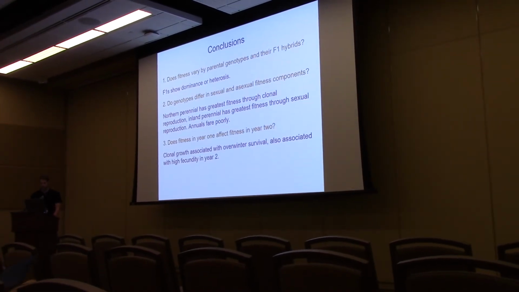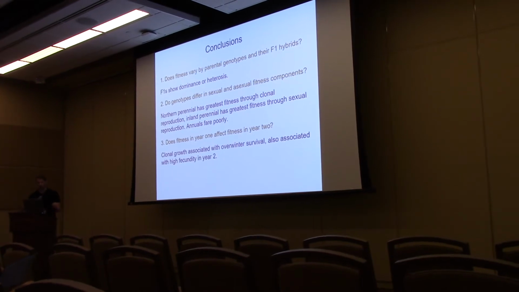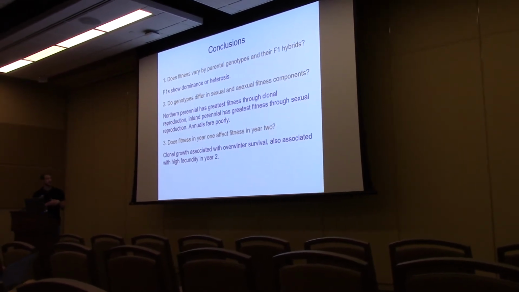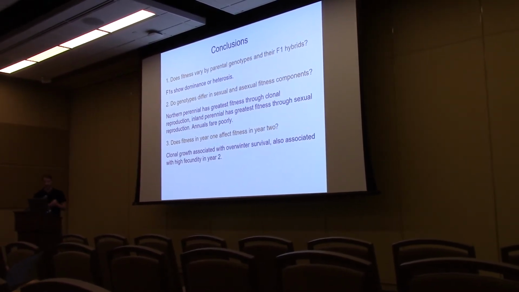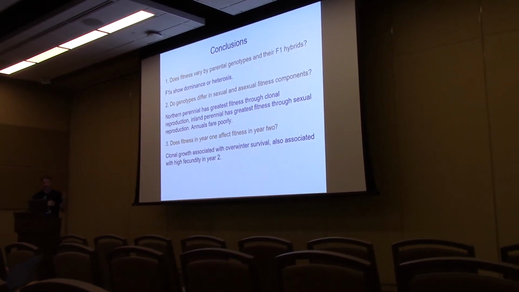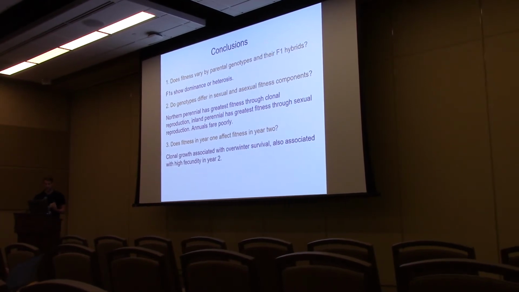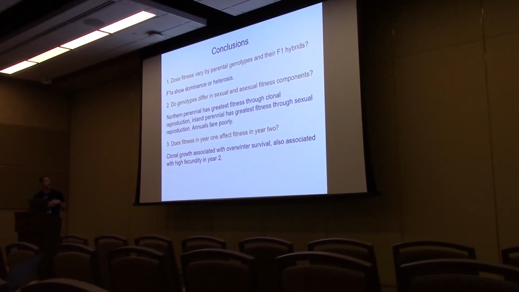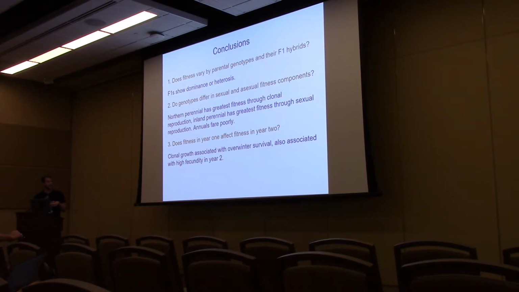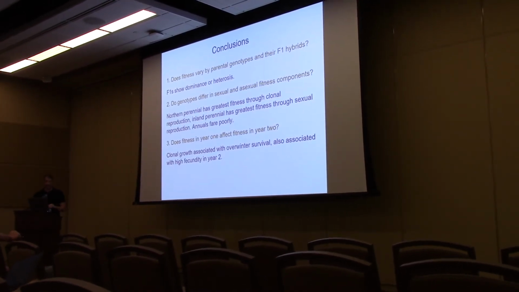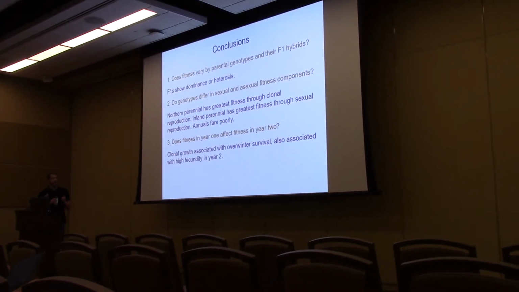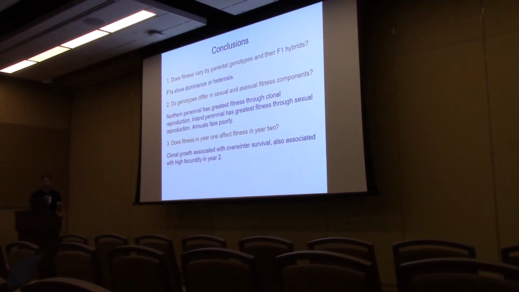And so to wrap up, the 3 questions I talked about today with the parent populations and the F1s. First, we see that F1s show either dominance or heterosis in 2 components of fitness. We see that the northern perennial has the greatest fitness through clonal reproduction. The inland perennial has greatest fitness through sexual reproduction. And in general, the annuals fare poorly in terms of both investment into sexual and asexual reproduction.